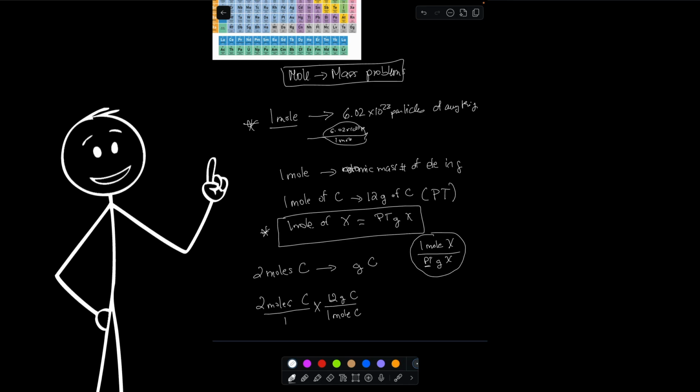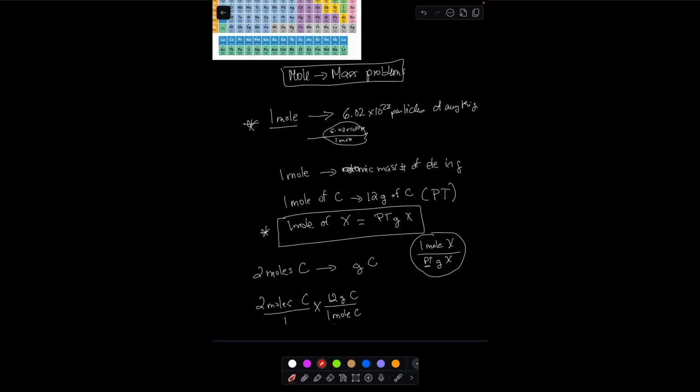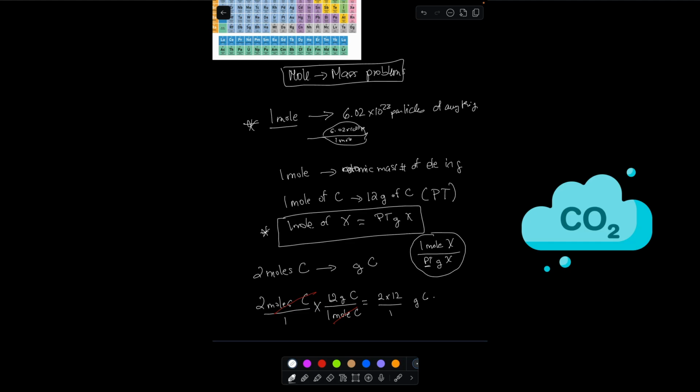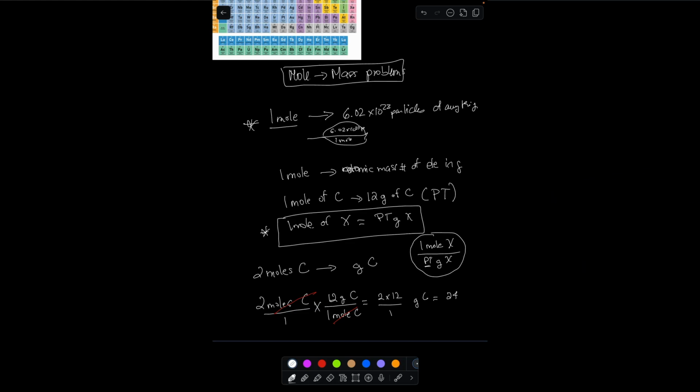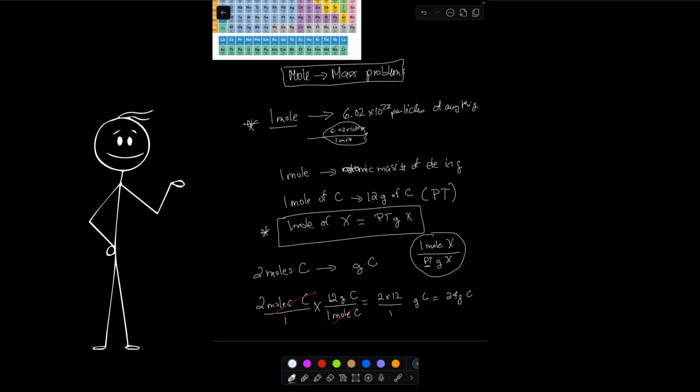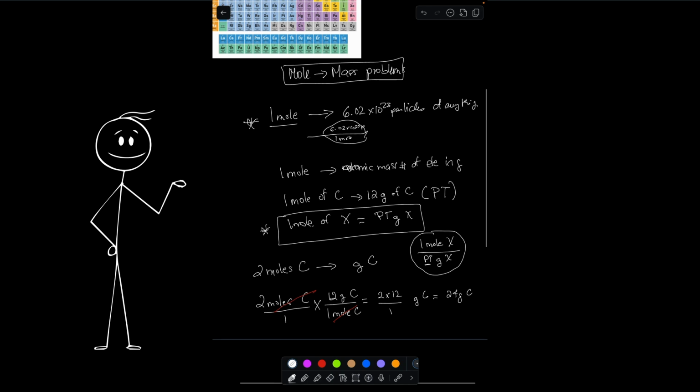Again, why did I put moles at the bottom? Well, because we want these two to fall off, right? And now we are left with 2 times 12 divided by 1 grams of carbon, which is 24 grams of carbon. Do you see how easy that is? All right, let's do another one.